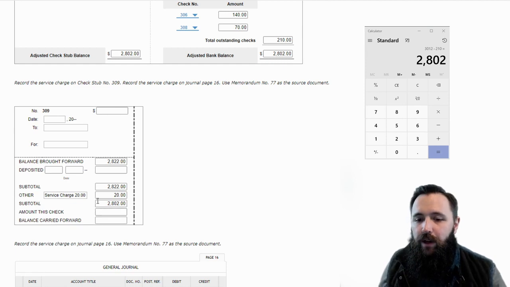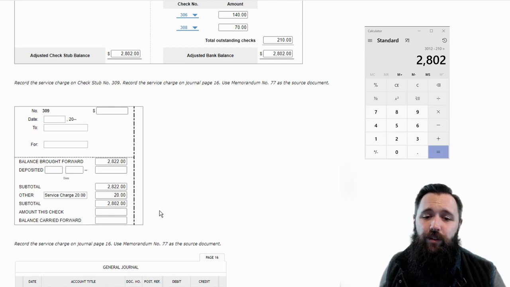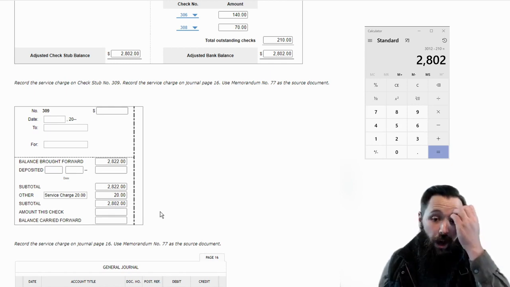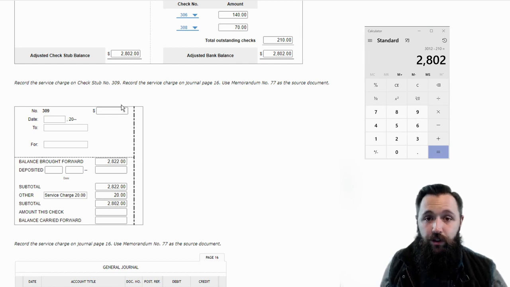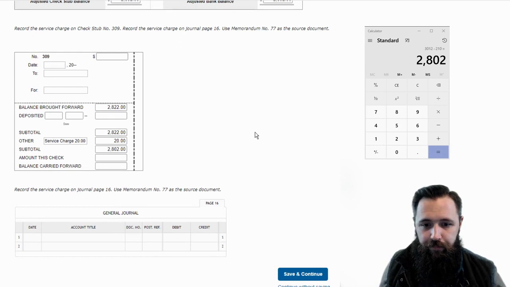Why? Because we don't know how much check number 309 is going to be written out for. We can't actually calculate that balance brought forward because we don't have any of the deposit or the amount on this check information. So there we go. Our new balance that's on this check stub is 2,802. The same as here. We're good to go. We're going to leave it.